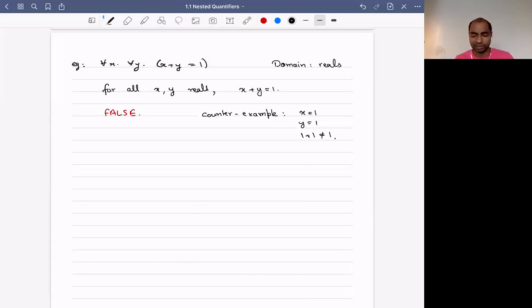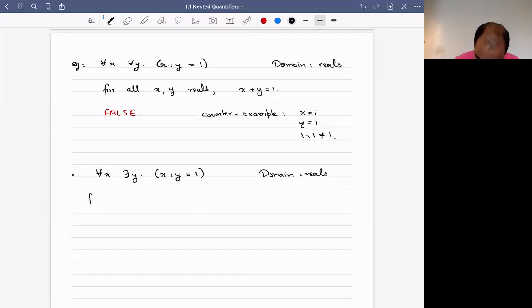Now we come to the hard ones. This is the next level, where you really have to put a lot of mental energy to do this properly. So please take your time with what comes next. The next is for all x, there exists a y. So you have a for all, and then there exists, and then some proposition. And let's put the domain as reals again.